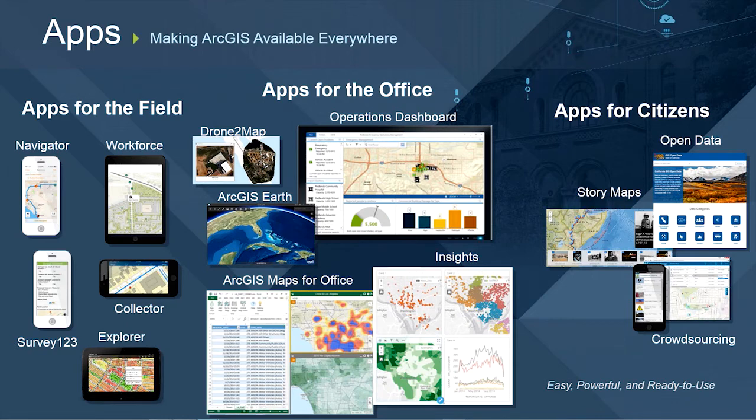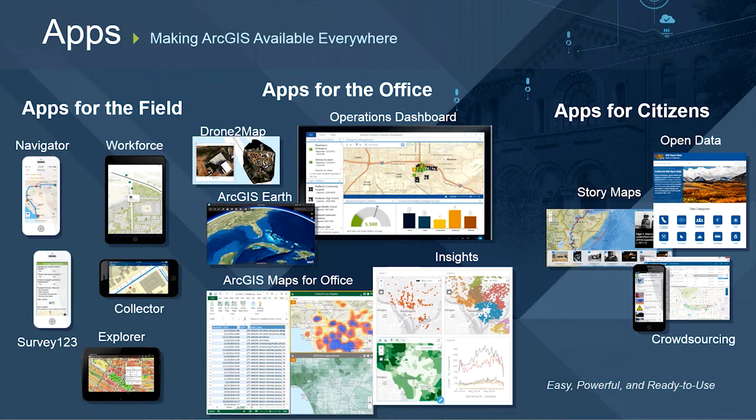In addition to those three main products, we also have several new products for office users, including ArcGIS Earth, which is our version of Google Earth to support KML-based workflows, as well as Drone to Map, which is a new tool that enables users to collect drone imagery and develop in very short time periods ortho imagery as well as 3D models based on the imagery collected from the drone.